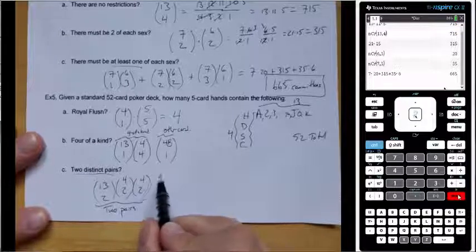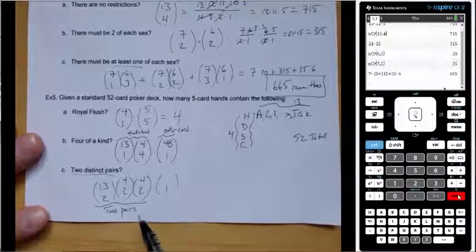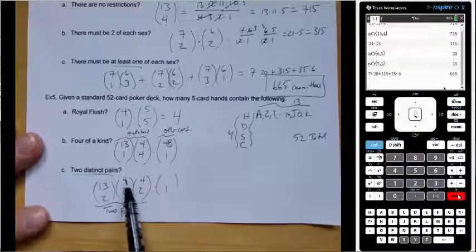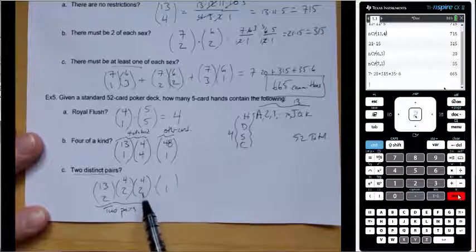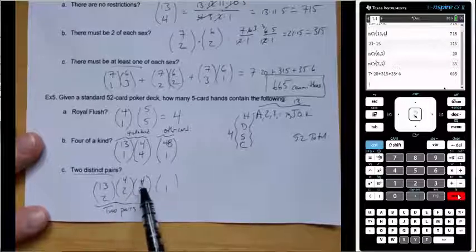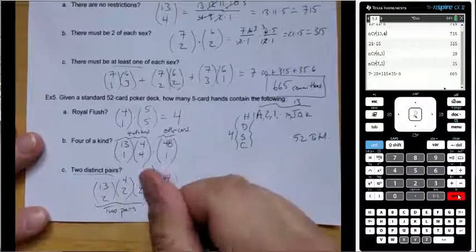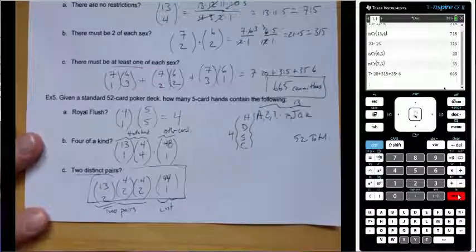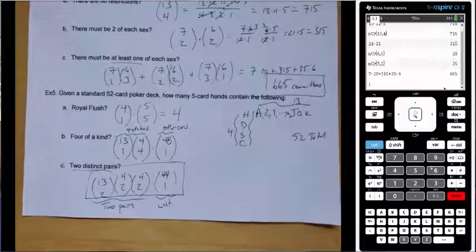There's still 1 more card in my 5-card poker hand that I need. What cards can I choose from to be that final card? Well, it can't be any of the 4 cards in the first denomination, otherwise I'd have 3 of a kind, not a pair. It can't be any of the 4 cards in the second denomination, otherwise I'd again have 3 of a kind and not a pair. So there's 52, take away 4, take away another 4, which leaves me with 44 cards that I could possibly pick from. Multiply all this together, and this gives me an expression for the number of hands with 2 pairs in a 5-card deal.